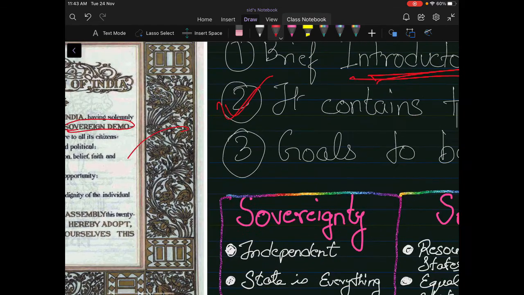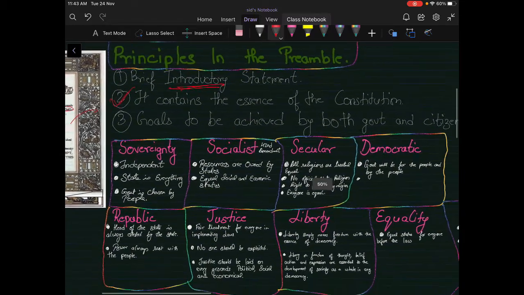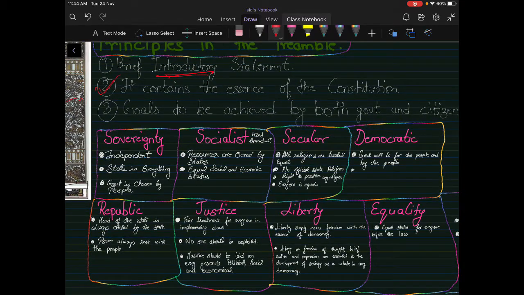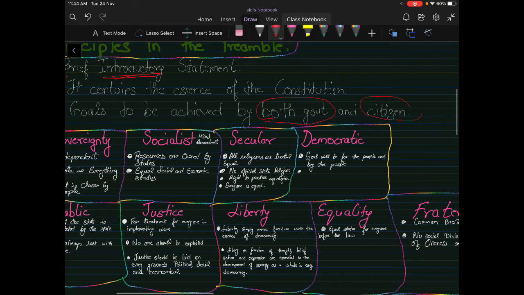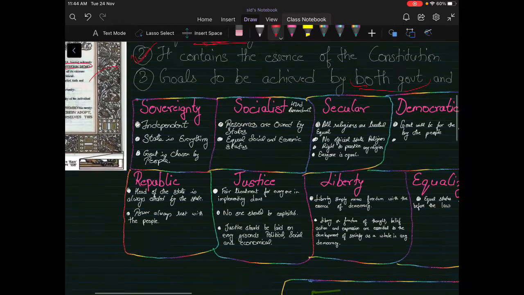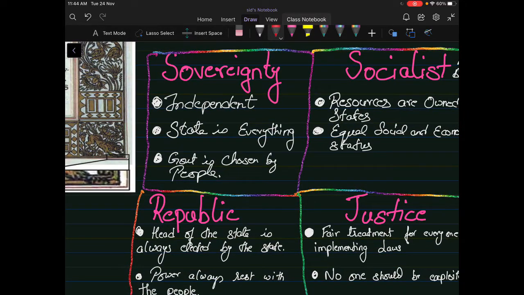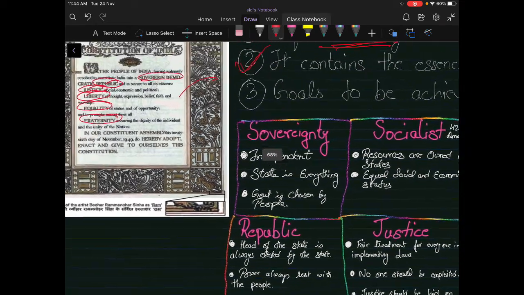Okay, so what this means is, it contains the essence of the constitution, and it also contains the goals to be achieved by both the government and the citizens. Okay, so now let us move on to the principles of the preamble. That is, number one is sovereignty. Okay, first before beginning this, let us read the preamble first.